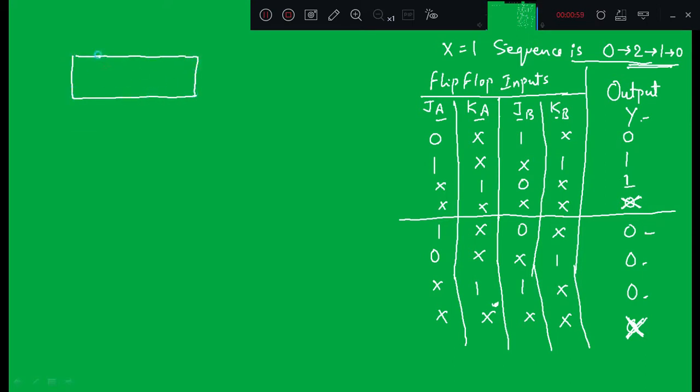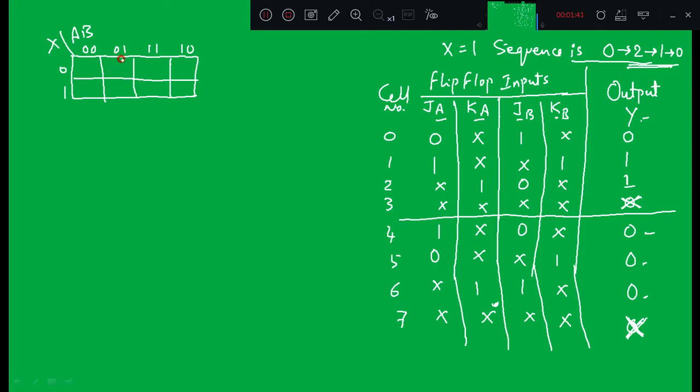Which are they? One is capital X, second is capital A, third is capital B. X, A, B, 0 0 0 1 1 1 1 0 and 0 1, where X is the MSB and B is the LSB, as you can see in the previous video. So for 0 0 0, this is the 0th cell, then 1. I'll rewrite the cell numbers here: 0, 1, 2, 3, 4, 5, 6 and 7.